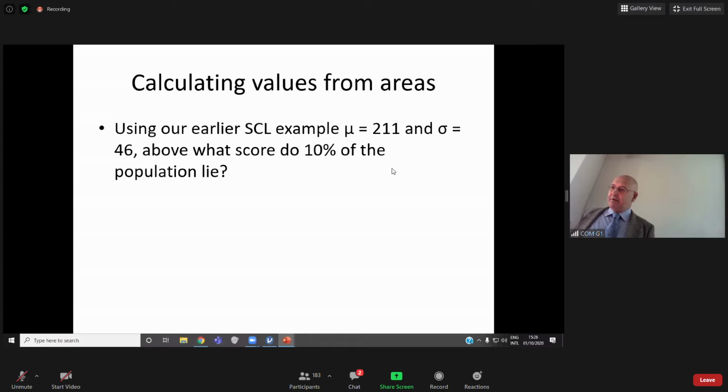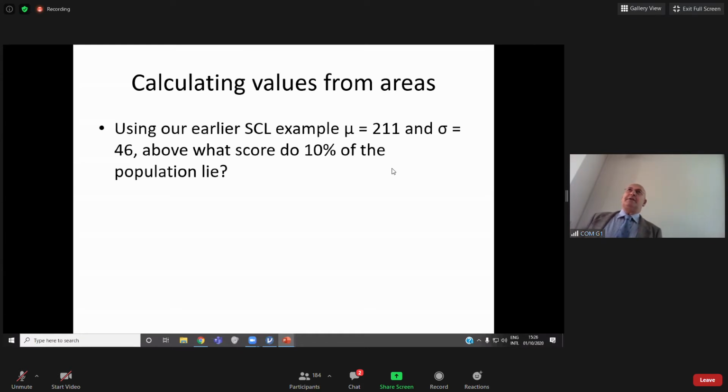So this is from the example that we were doing. We had a mean of 211, standard deviation of 46. So we might want to ask, above what score do 10% of the population lie? Now this is different. I'm not saying what's the proportion above 245. That's working out a percentage. Here I'm giving you a percentage, and I'm saying, well, what's the value here? What's the SCL above which 10% of the population lie?